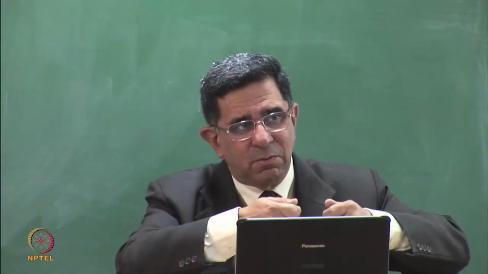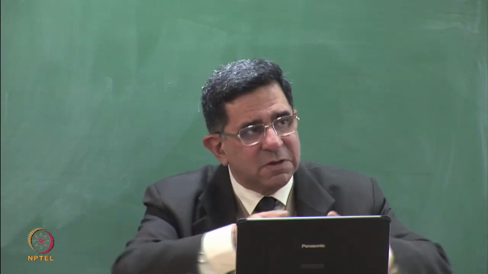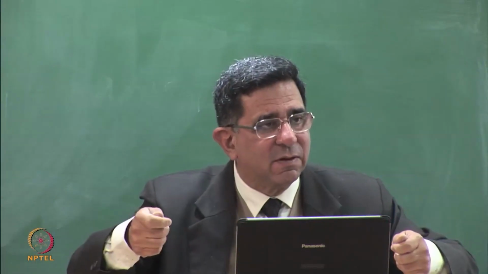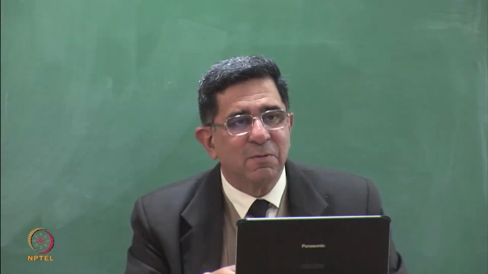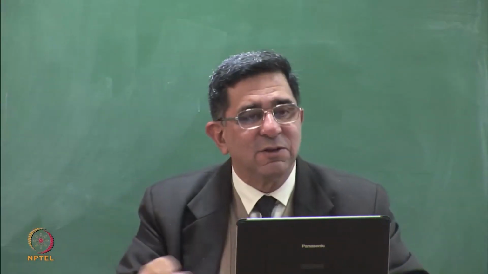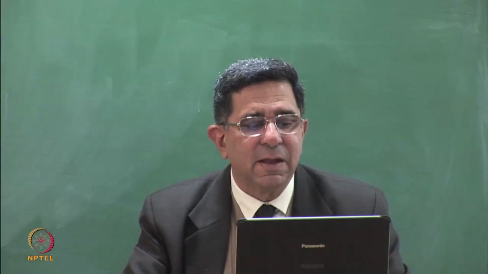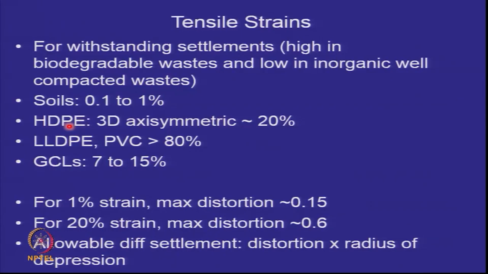But that is when you pull it in one direction. 100% means that it is elongated to double its length. But this is axisymmetric in both directions, because when a depression is formed, tension is in this direction also and in this direction also. So then the extensibility is 20%. If you are expecting more, you can use LLDPE and PVC. Why is HDPE used in the liners? Because it is most resistant to chemicals. LLDPE and PVC and PET are not that resistant to chemicals.